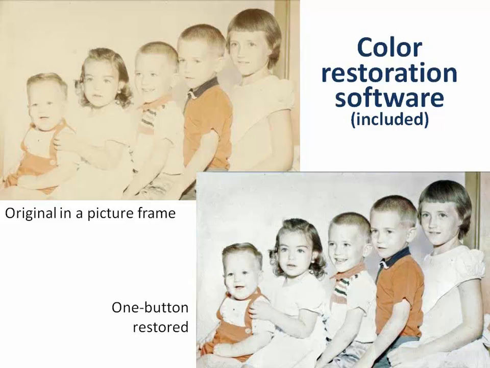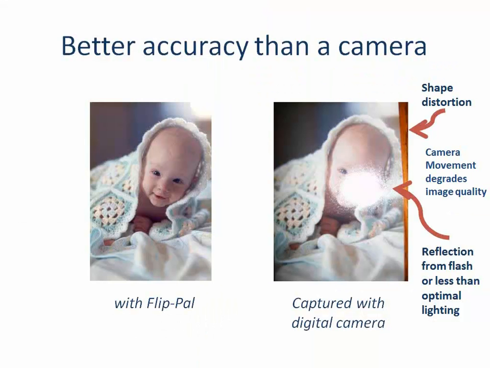You can see on the bottom right-hand side where, with that one-button push of our software, it's really converted that picture, somewhat faded, into really nice quality. And of course, it's better accuracy than a camera. I don't know if you all have tried to do this before. It sounds like a couple of people have, either with a cell phone or a digital camera, trying to take a picture of a picture with a camera.